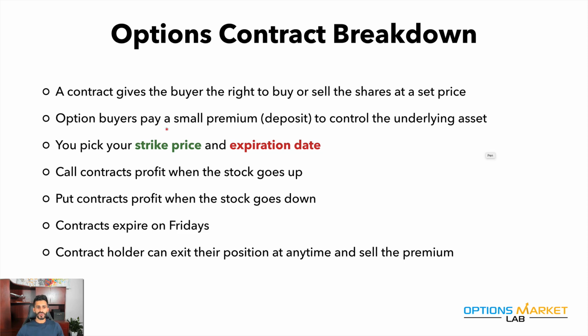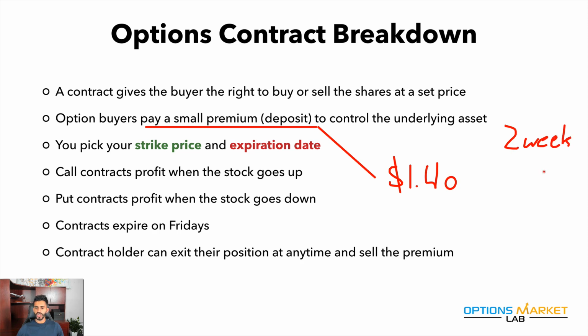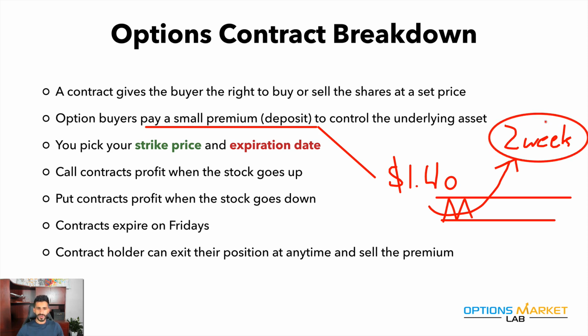Okay. Next, a contract holder can exit their position at any time and sell the premium. So let's say you do put a deposit down for a stock, you do buy a premium for $1.40. Let's say your expiration is in 2 weeks. You do not have to wait for the full 2 weeks to come by for you to sell your contract. You can sell it the next day. You can sell it the next minute. You can sell it the next hour. You do not have to wait for the full time period when you are trading options.